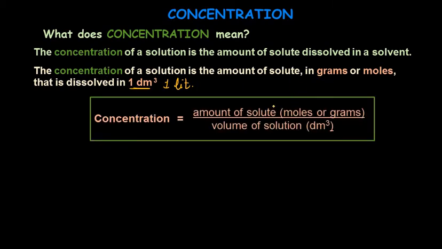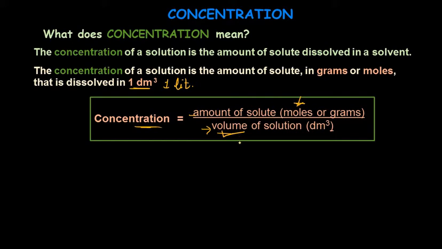So here is the formula of concentration, which says it's the amount of solute, whether in moles or grams, divided by the volume of the solution in dm cube, decimeter cube. Now with the help of this formula, we can find out any of these three terms which we have defined here. That is, if we know the concentration and volume, we can find out the moles. Or if we know the concentration and moles, we can find out the volume also with this formula.